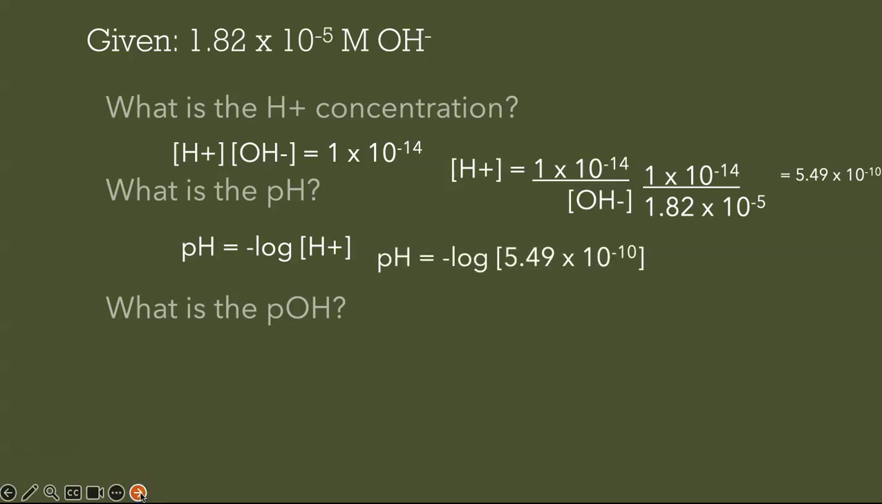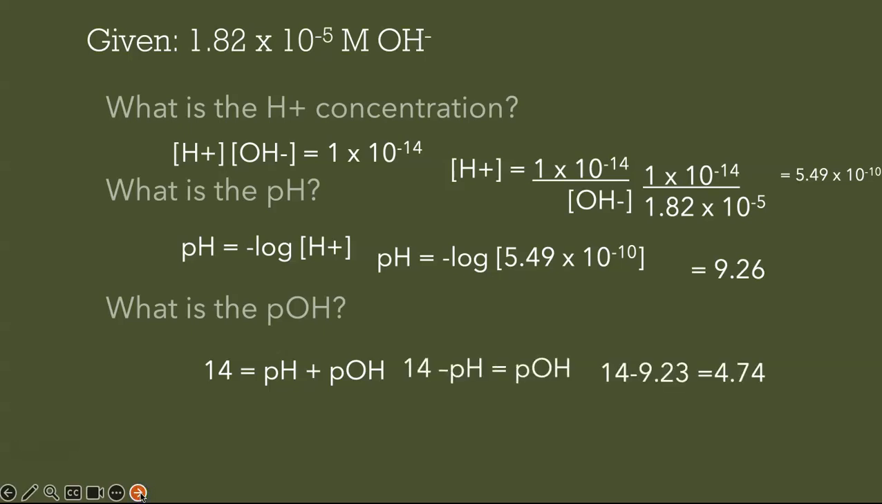All right. And so as I'm doing that, again, like I said, you can certainly type in those zeros. So I'm going to take the negative log of that number and I'm going to come up with 9.26. So obviously this is a base, not an acid. And now my pOH, all I'm going to have to do is 14 equals the pH plus the pOH. And so I'm going to get 4.74 for this basic solution. So more hydroxide ions than hydrogen ions.